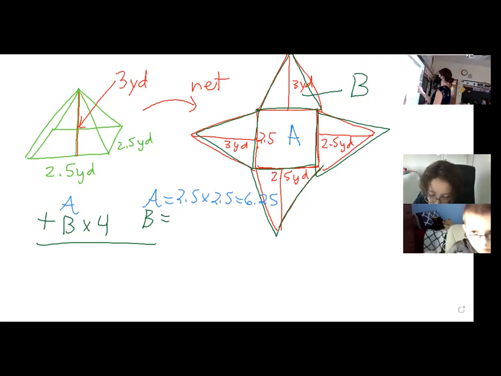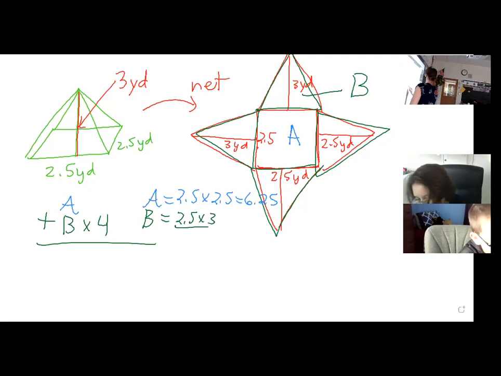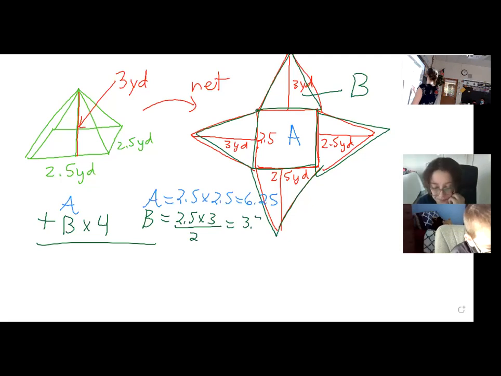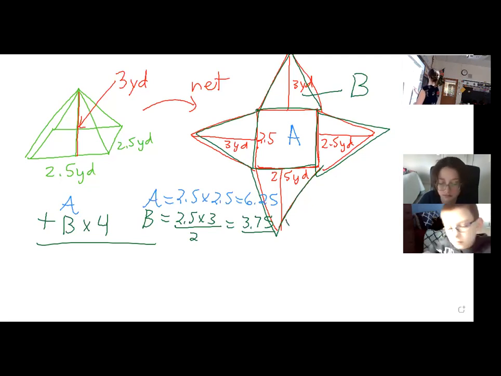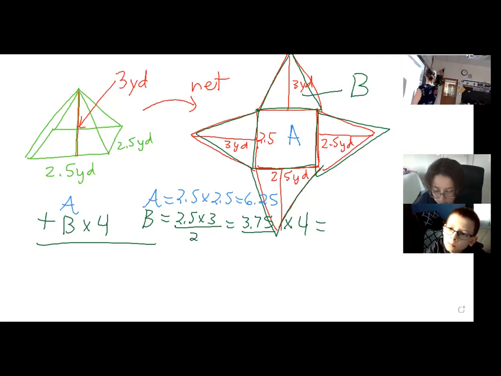What's 2.5 times 3? 7.5. Okay, and then divided by 2, what do I get? 3.75. Okay, so that's one of them. How many of those do I need? What would 4 of those be? What's 3.75 times 4?